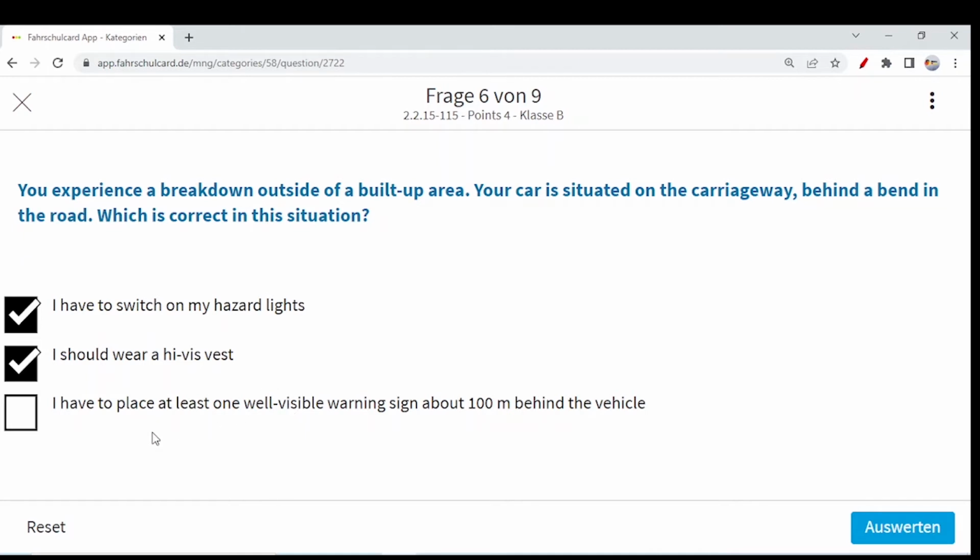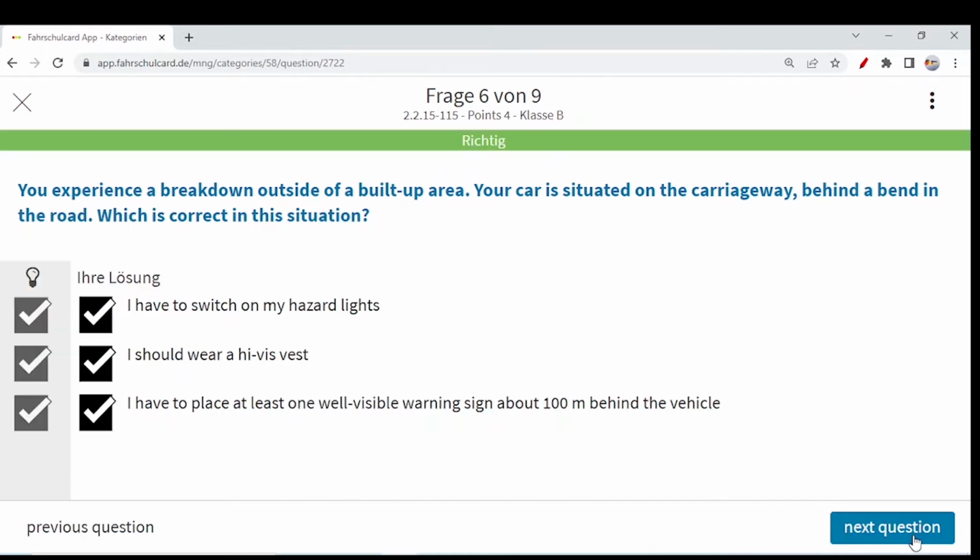Similarly, I have to place at least one well visible warning sign about 100 meter behind the vehicle. That is also a requirement. In your car, you should carry at least one vest for one person, and a red triangle which you should place after the breakdown at the distance of 100 meter. So three indications: for a car coming from behind, maybe at night outside a build-up area, they can either see the 100-meter sign, that red triangle, they can see your vest with the high visibility color, or they can see your hazard warning light, or maybe all of them. So all of the answers are correct, and I think we have discussed this in detail in the previous videos as well.